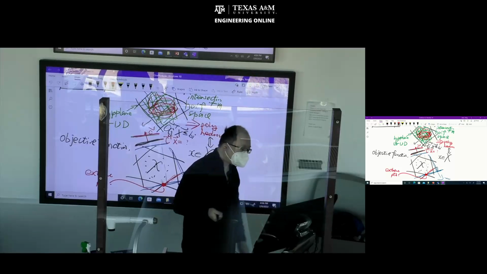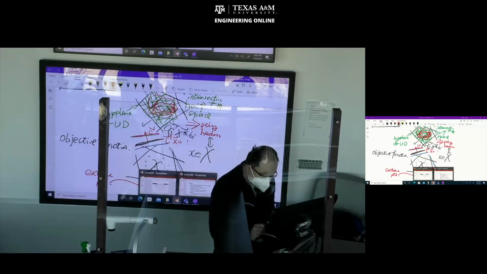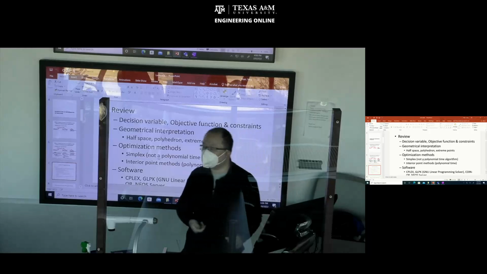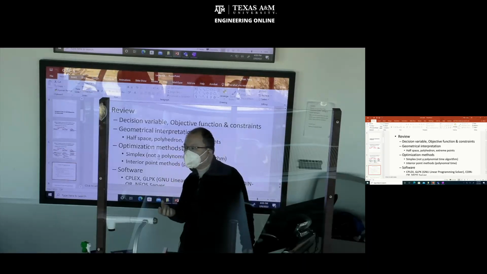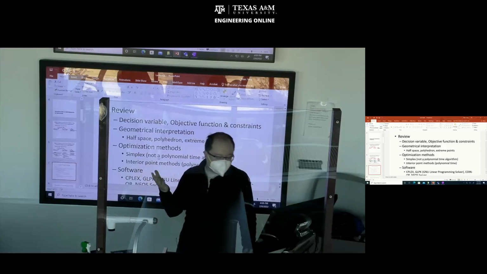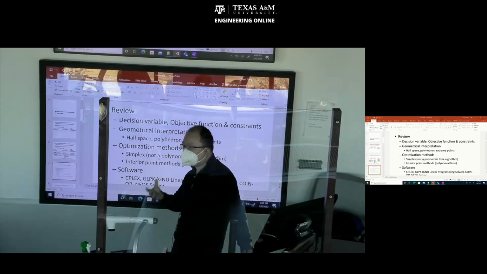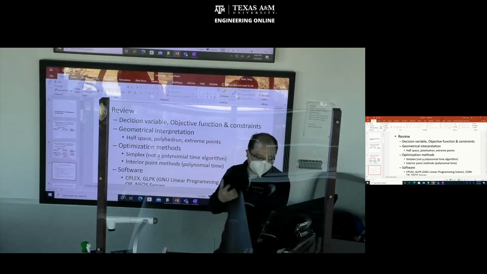So in other words, the so-called simplex algorithm, which goes through the extreme points following some lexicographic order, is not a polynomial time algorithm. It's actually exponential in the size of the problem. So that is a bad thing, right?